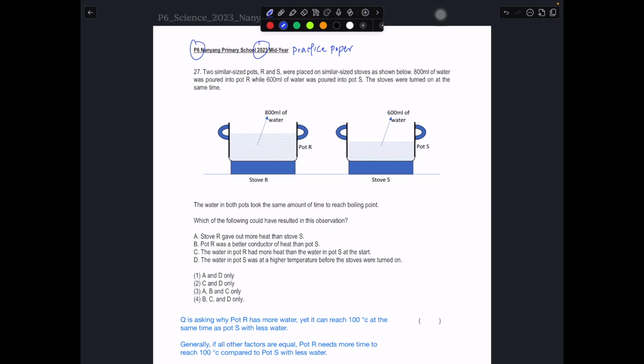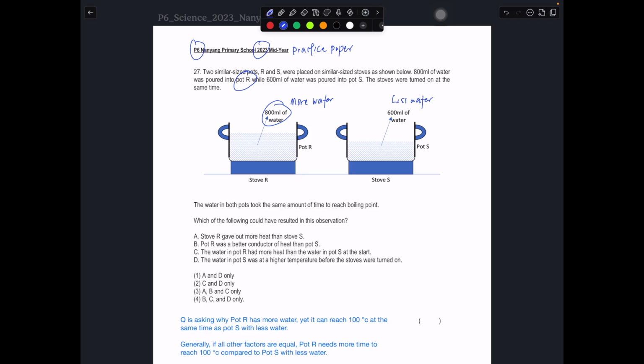As shown below, 800 ml of water was poured into pot R, while 600 ml was poured into pot S. So over here we have more water, here we have less water. But the size of the stoves were the same. So in this case, the water in both pots took the same amount of time to reach the boiling point.